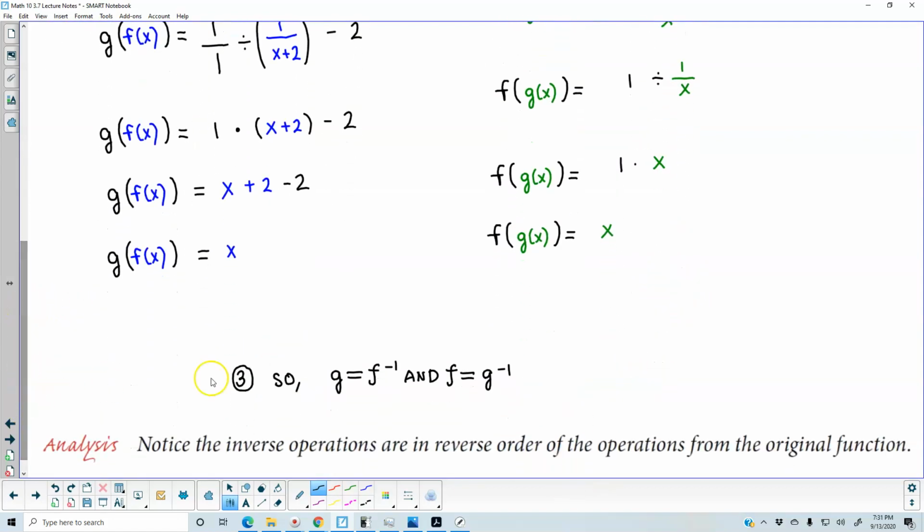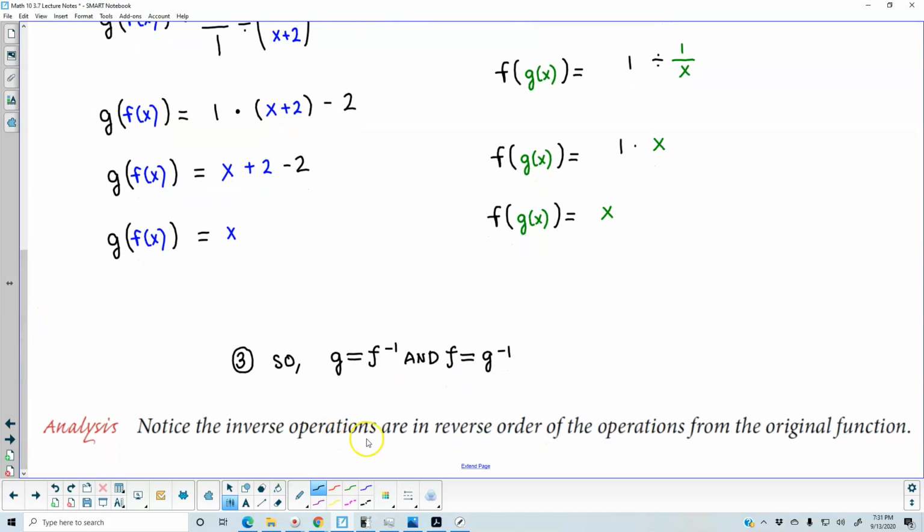So, what we can say is, since these two are both equal to x, we can say that g is equal to f inverse, and that f is equal to g inverse. And notice that the inverse operations are in reverse order of the operations from the original function.